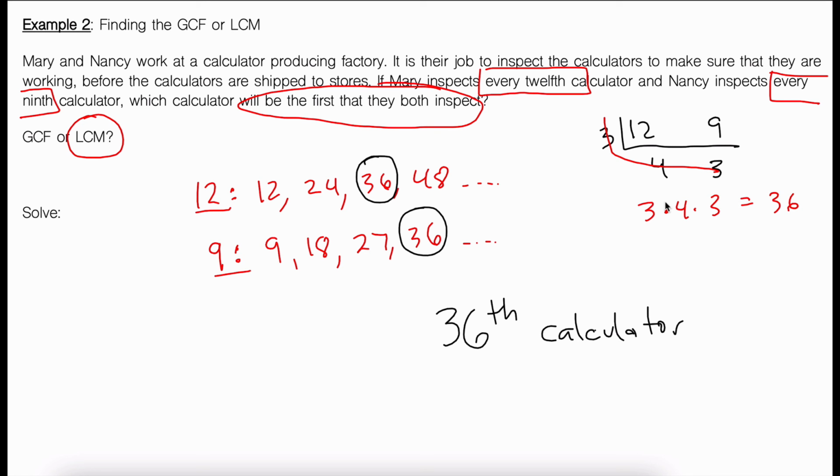So I hope this helps. I know we kind of breezed through the word problems, or you might have missed something, or maybe you just wanted to hear it again. These are the things you should be looking for to determine if something is a greatest common factor versus a least common multiple word problem.